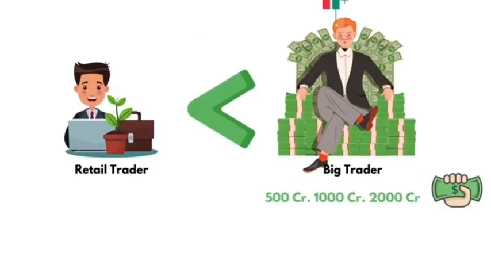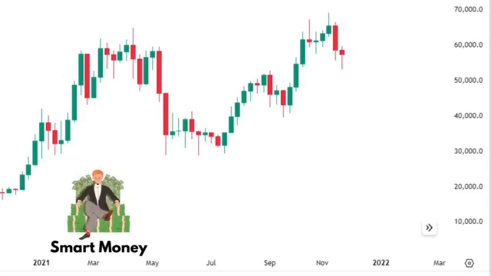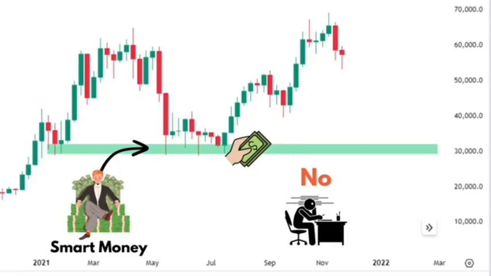Always remember this: we are retail traders. Compared to institutional traders, our capital is tiny. Large institutions manage hundreds of millions or even billions of dollars, giving them the ability to influence market direction. When you see a powerful momentum move on the chart, it's often a clue that smart money has become active at that price level. Now, ask yourself this: would you rather trade with the institutions or against them?